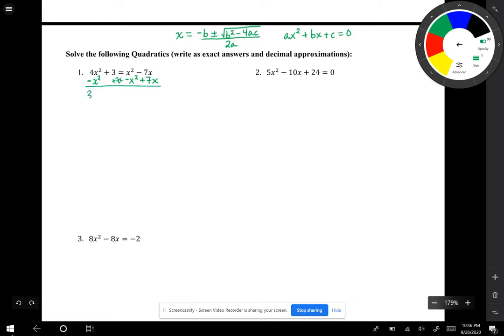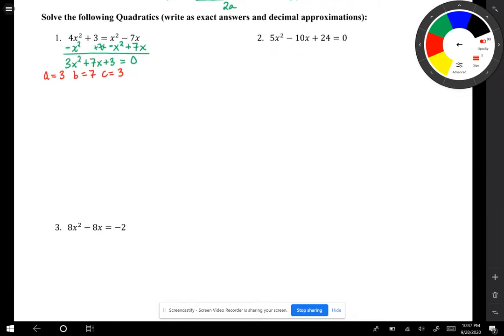So you have 3x squared, you want to write small here, plus 7x plus 3. I should have put the 7x right in the middle, but whatever, equals 0. There, now that is decent looking. It's in standard form. Now that it's in standard form, let's identify a, b, and c. A equals 3, b equals 7, c equals 3.